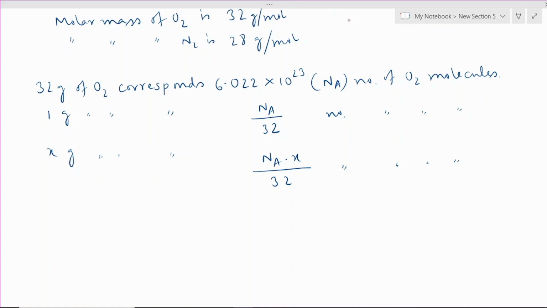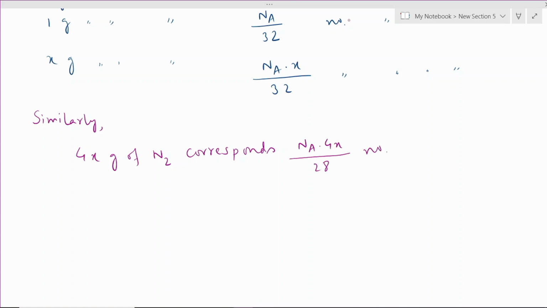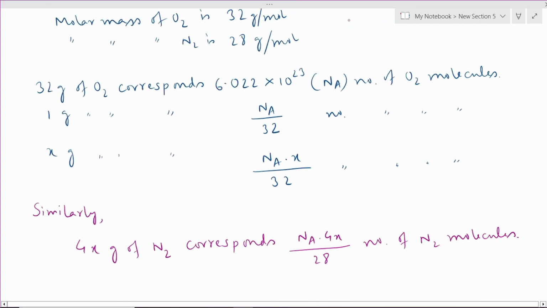Similarly, for 4x gram of nitrogen corresponds Na into 4x upon 28 number of N2 molecules. So we can see, we calculate the number of molecules of oxygen and nitrogen gas in the mixture. So we can take the ratio.